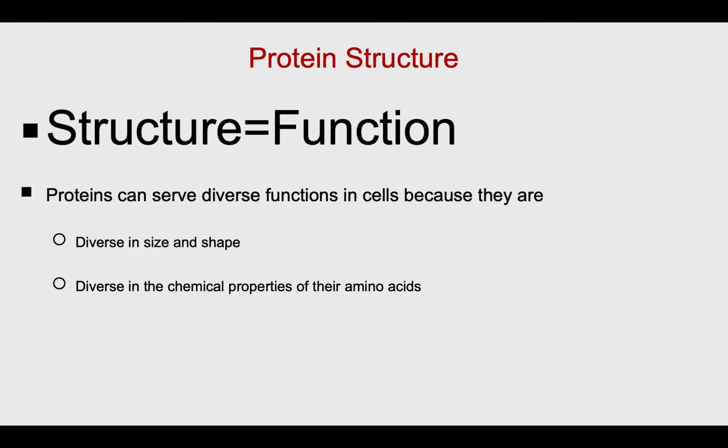All right, so what makes them important is they have so many different functions. And that function is all due to the structure of their protein, how they are made. All right, so not only are they diverse in size and shape, the number of amino acids they physically contain, but they're diverse in the chemical properties of their amino acids as well. All right, so not every protein is going to have the same sequence of amino acids. That amino acid sequence is going to change around. All right, so they're very diverse.